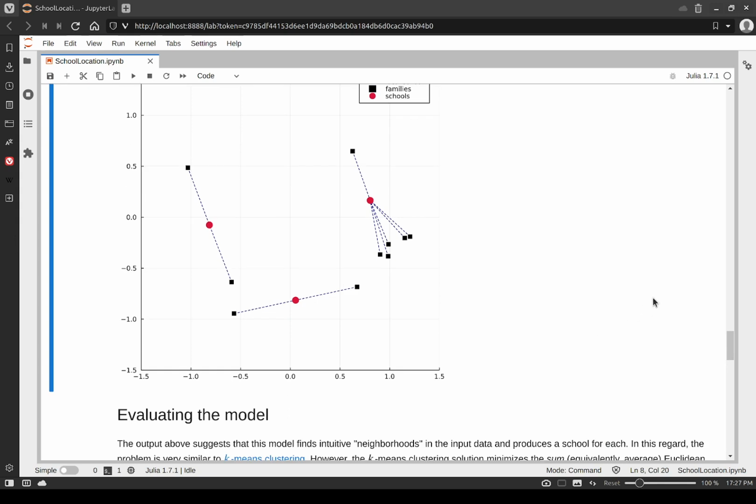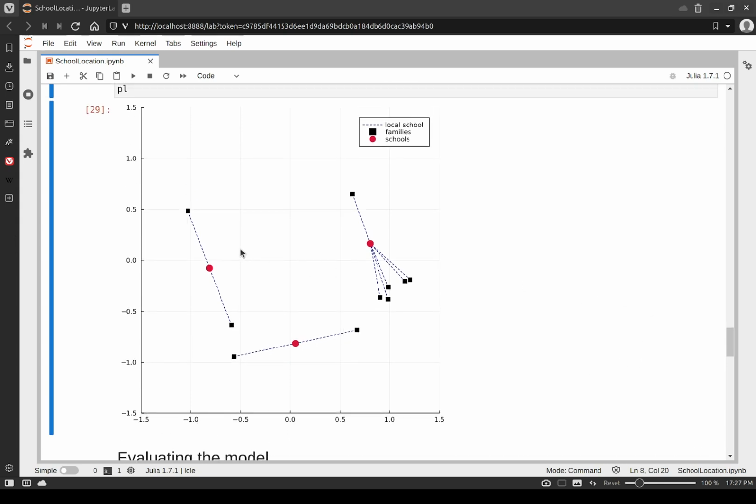So if we look at the output of our model, we can see that it naturally grouped schools into these sort of neighborhoods. It's not surprising that over here, where there were a bunch of families together, they all end up attending the same school. And then we can also see that in these more spread out areas, it picked a school that was kind of halfway between, splitting the distance that these two families would have to commute.